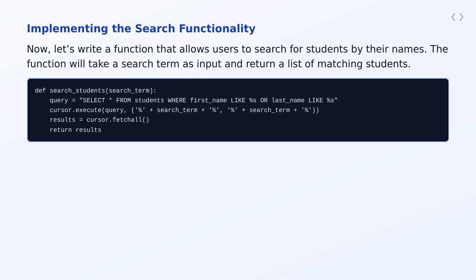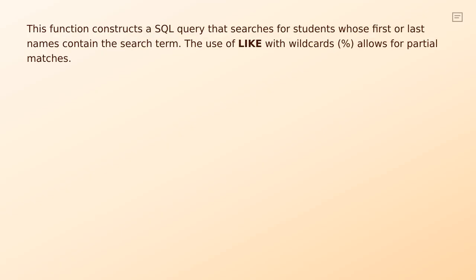Now, implementing the search functionality. Now, let's write a function that allows users to search for students by their names. The function will take a search term as input and return a list of matching students. Walk through the function definition shown in the code example. So, this function constructs a SQL query that searches for students whose first or last names contain the search term. The use of LIKE with wildcards, %, allows for partial matches.